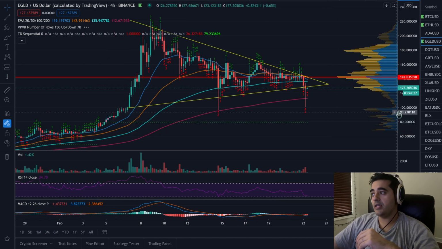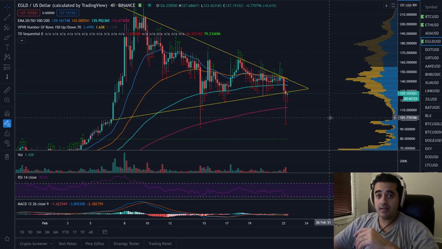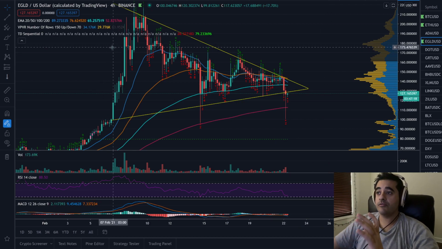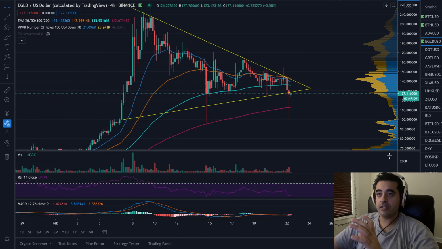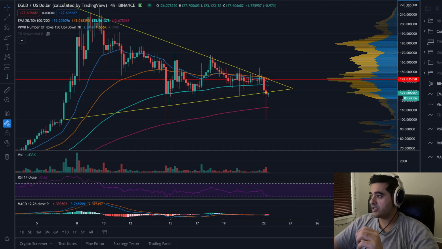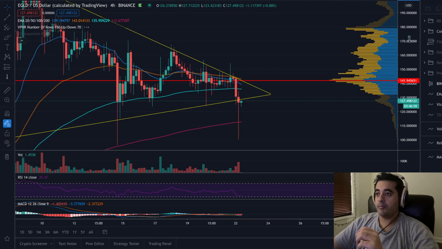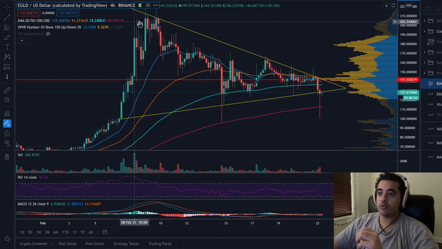And here we go. So with EGLD, we're seeing a number of things. There's a couple of things that concern me, and a couple of things that look really good to me. Let's take a look first at the things that concern me. We can turn off the TD sequential; that's kind of irrelevant on the 4 hour. I also have a Fib Retracement, so we'll get back to that in a little bit. But basically what I want to show you right now is this triangle. We've been moving within this symmetrical triangle for quite a while.